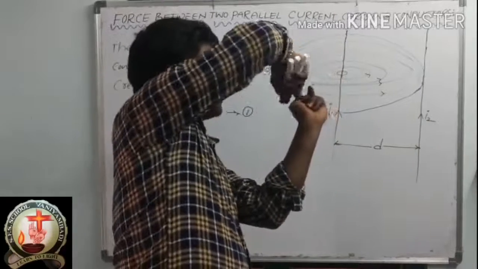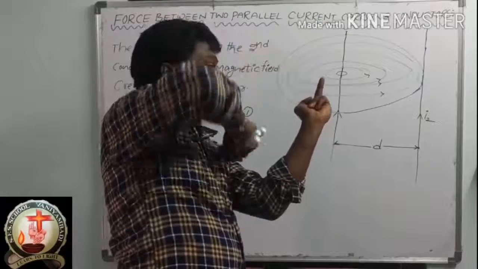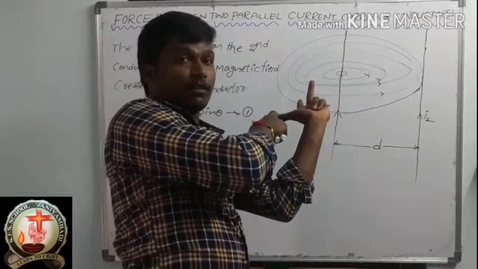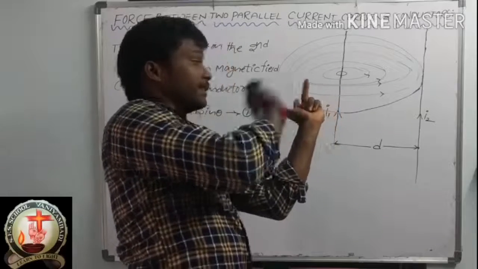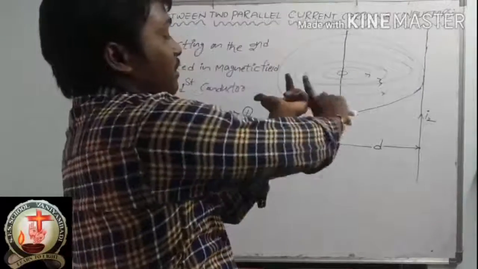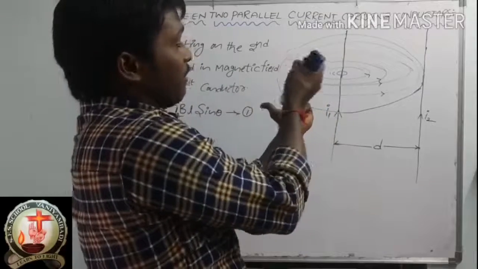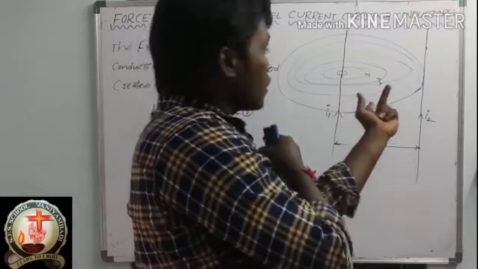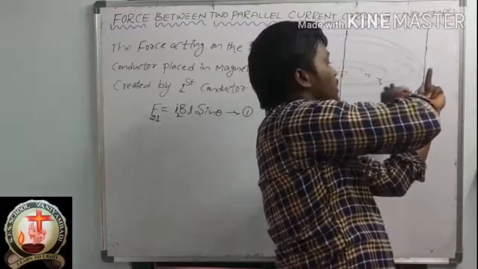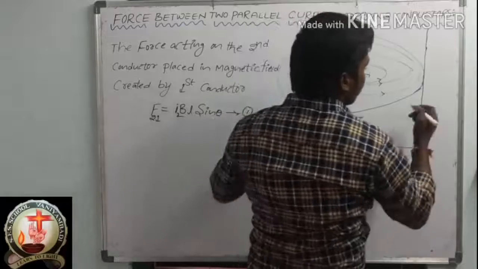So magnetic field direction inside, current direction top. At that time you can release this thumb. At what direction is it showing? This direction. Please see, this is the magnetic field direction, forefinger. Current direction, middle finger. This thumb showing force. Magnetic field direction inside, current direction top. What is the force direction? This side.